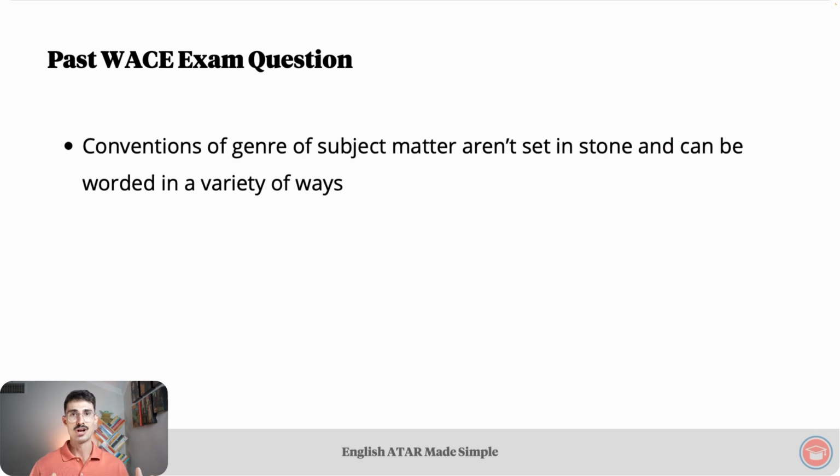I know that was a lot, but at this stage, you probably know just how important genre is in English ATAR. It comes up in a quarter of the syllabus points. It's going to come up in your WACE exam. You need to know about it. So well done for getting through this lesson and the previous one.